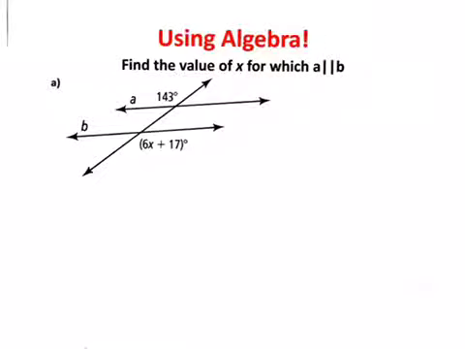All right, in this example, they've asked us to find the value of x for which A is parallel to B. So we're assuming the two lines are parallel, which means these would be alternate exterior angles. So they would be congruent naturally. So to solve this, we're going to take 6x plus 17 equals 143. And then we're just going to solve this algebraically. So we'll subtract over the 17. I've got 6x equals 126. I'll divide by 6, and I get x to be 21.